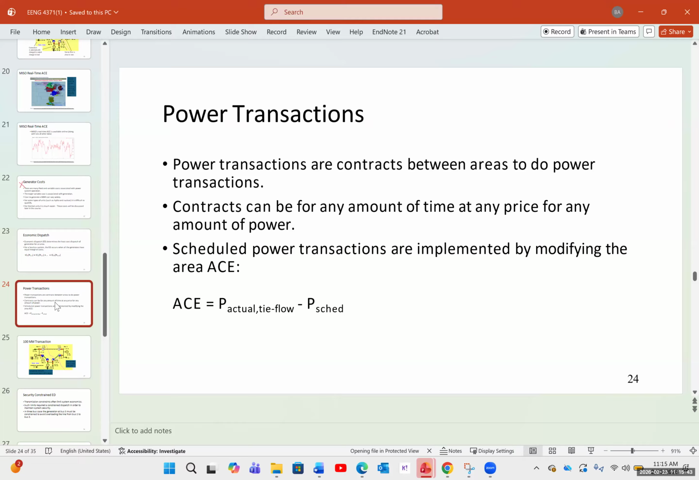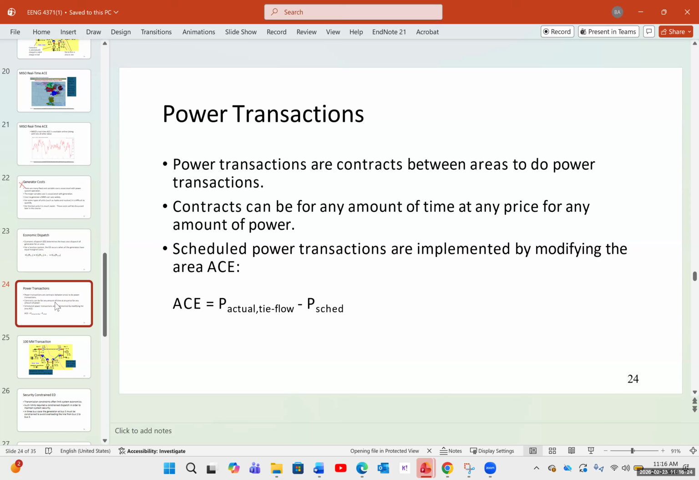Now, for power transactions, these are contracts between areas to do power transactions. It could be between ERCOT, for example, east and west, or EXO and ERCOT, or Texas interconnection. So between different areas, or it could be inside a city. Houston, for example, has different companies that share power, like CenterPoint Energy. These contracts can be for any amount of time at any price for any amount of power.